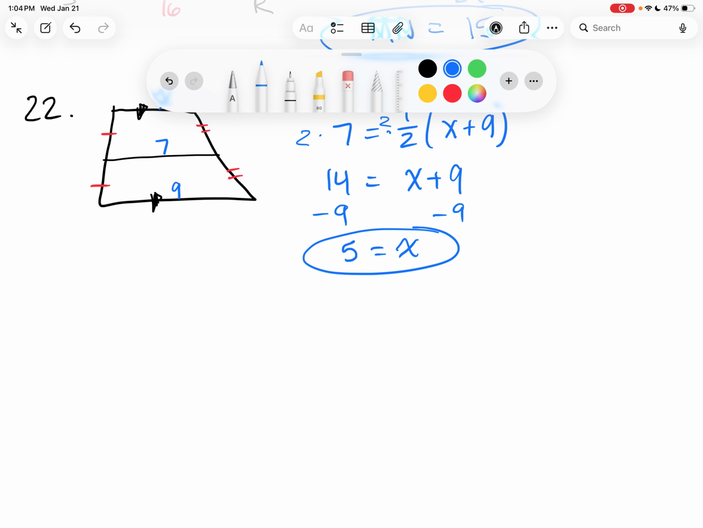I'm going to skip 24 for right now for the sake of time. I want to make sure we have time to get through everything, but we may come back to that one in a little bit. All right, moving on to kites. Any questions about trapezoids before we move on to kites?